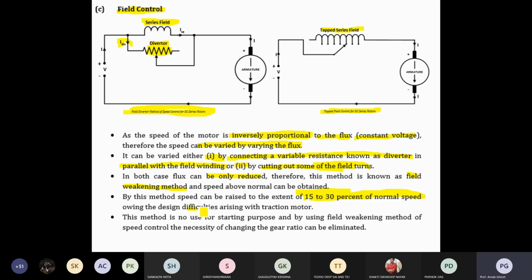There are difficulties associated with the traction motor, and this method is of no use for starting purposes. By using field weakening, the necessary changing of the gear ratio can be eliminated. The gear arrangement is a pinion and gear joint: motor shaft, pinion, then the gear on the wheel shaft. So total energy is transmitted this way.